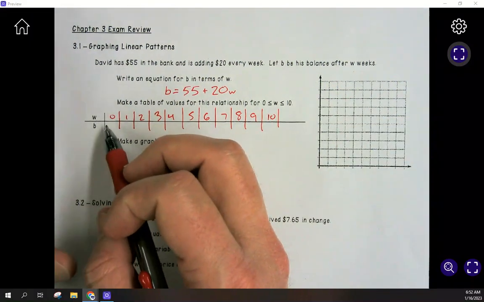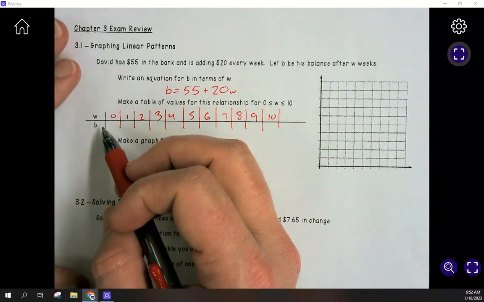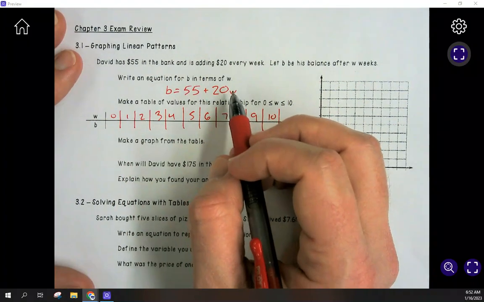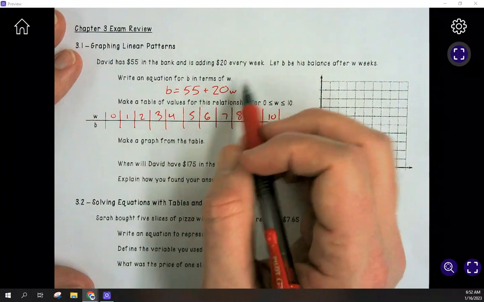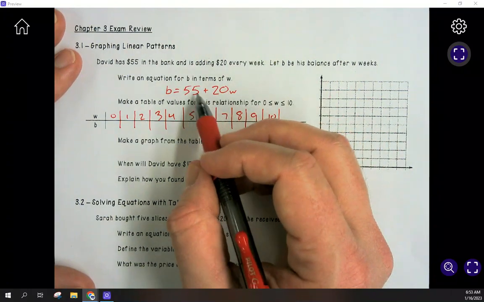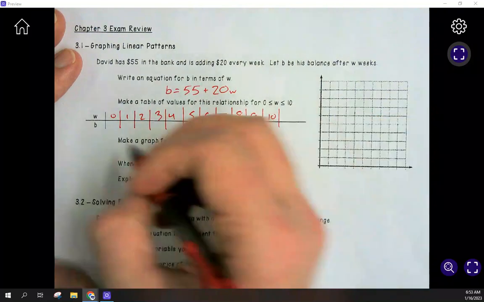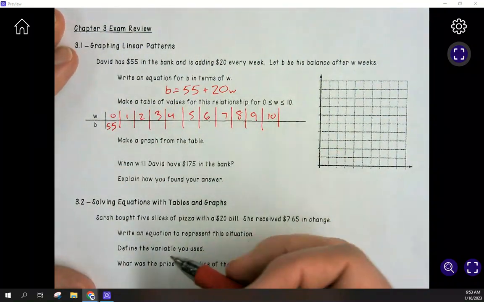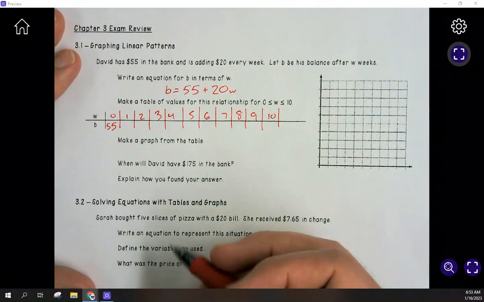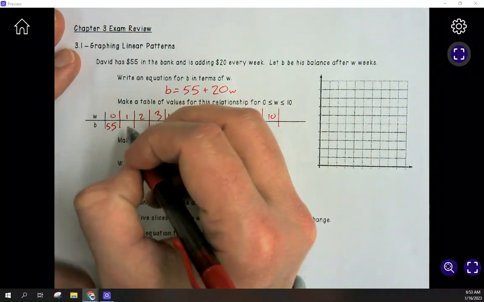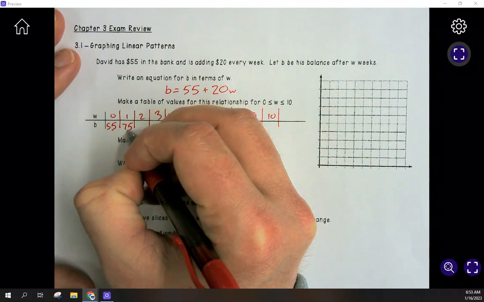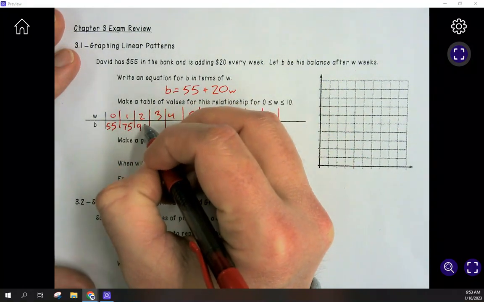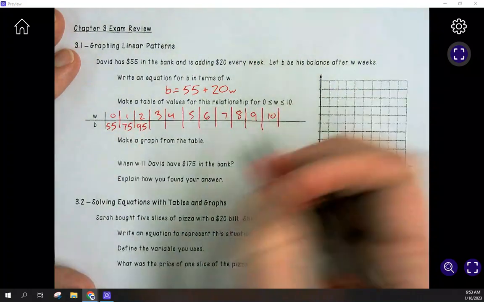All right, so week 0 sounds a little funny to say, but what that means is that's just where you're starting. No weeks have passed. So if you plugged in 0 and multiplied by 20, it's just going to be 0 and go away. And so you're just going to be left with 55, which represents what he's starting with. So at week 0, that's how much money's in the bank, 55. After 1 week, you're going to add another 20. So we're at 75. Add another 20. We're at 95. So every week, just keep adding 20.